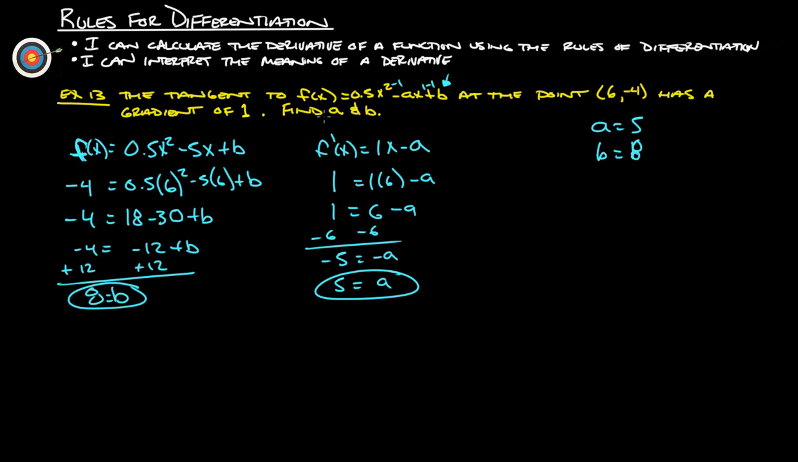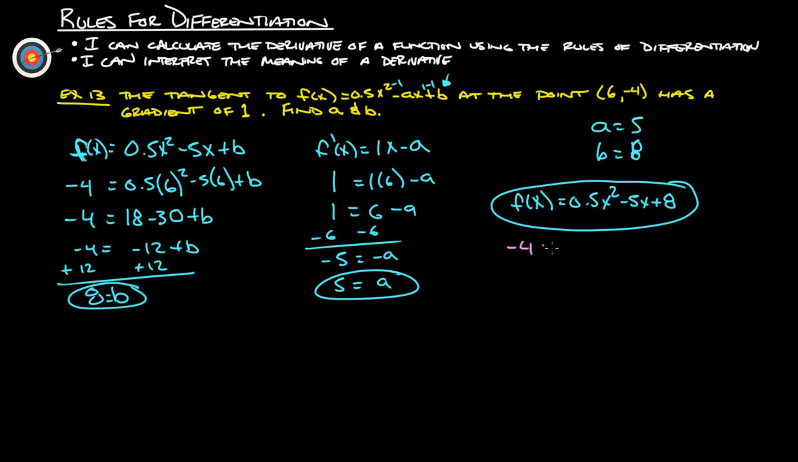So this function, not that they're asking for it, but when we substitute everything back in, will actually be f of x equals 0.5 x squared minus 5x plus 8. And that is the actual function at the point where (6, negative 4) has a slope of 1. Now, it's not asking you, but you can actually go through and check to see if you got this right, because this is the actual function. So we know if we plug in 6 for x, negative 4 is going to come out for y, right?